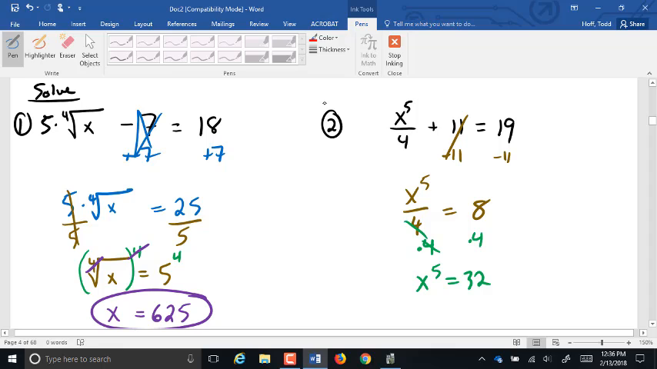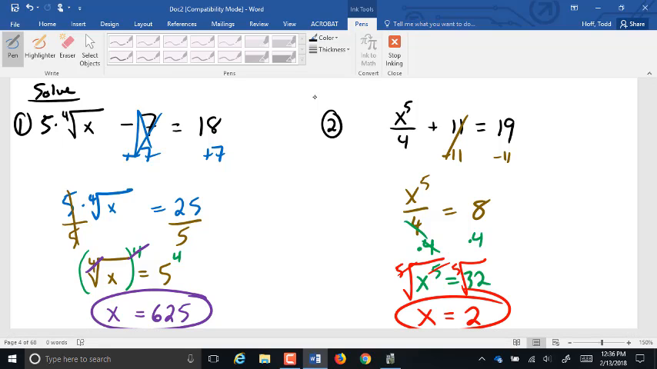what's the inverse of fifth power? The fifth root. So the fifth root and the fifth power cancel out. We're left with x. Fifth root of 32 is 2. I purposely did an odd root there. That way we didn't have to worry about that possibility of a positive and a negative. An odd root, remember, is always just a single real answer.